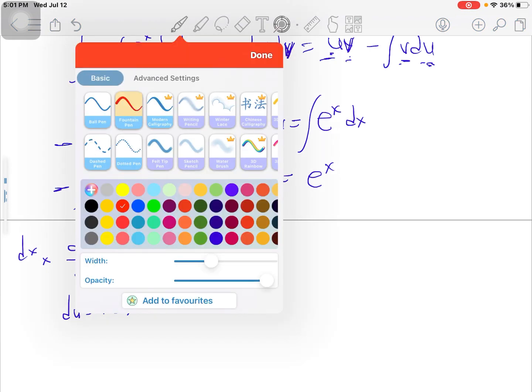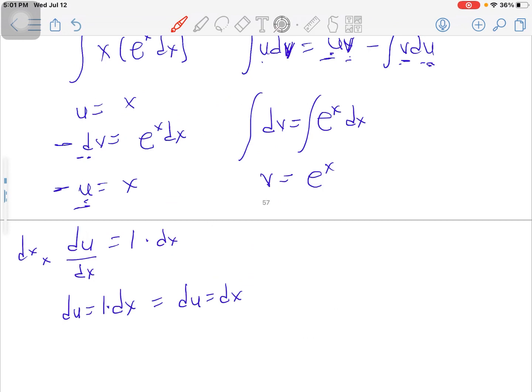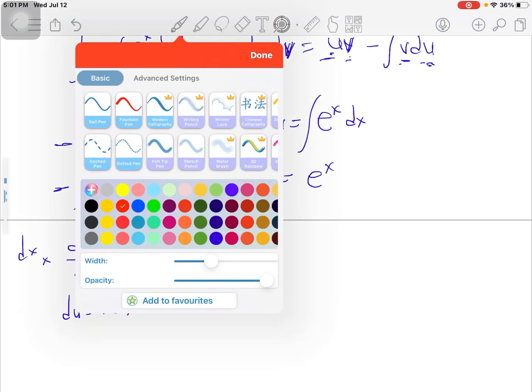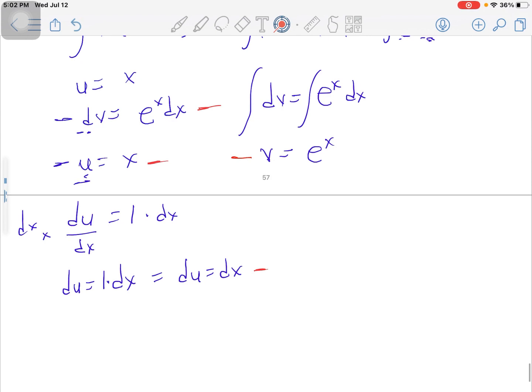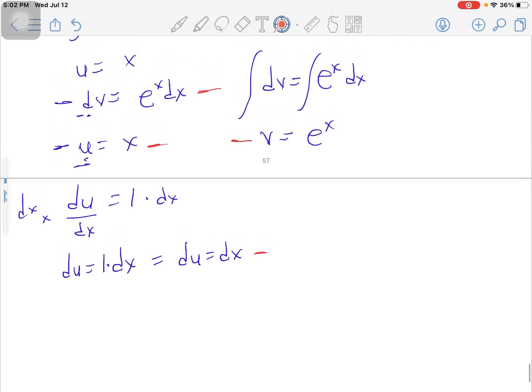Now, bringing into your attention, I have my v. I have my du, which is here. I have my u, and I have my dv. So now you can see that I have dv, I have u, I have v, and I have du. So now it means I am good to go.